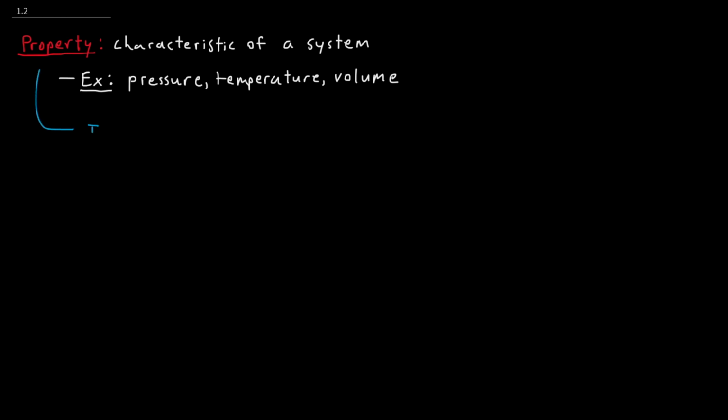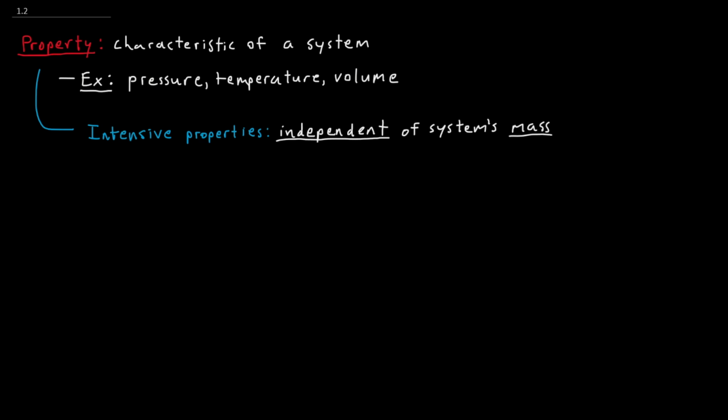And now do note that we have two different types of properties, one of which are intensive properties. And these are properties that are simply independent of a system's mass. A few examples of these can be temperature, pressure, and density.